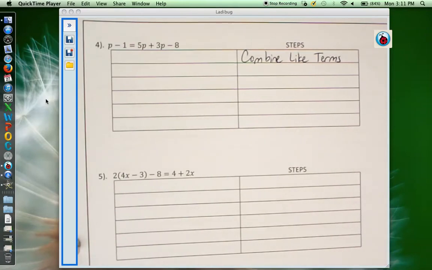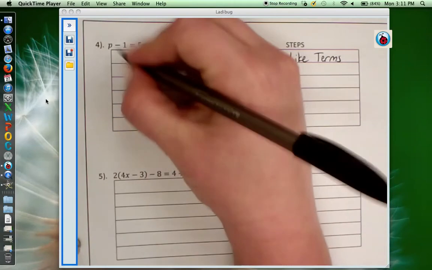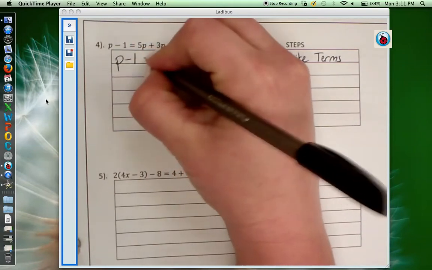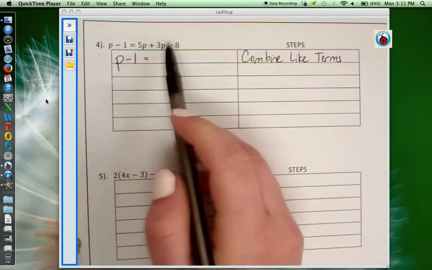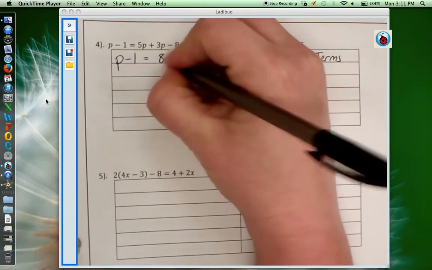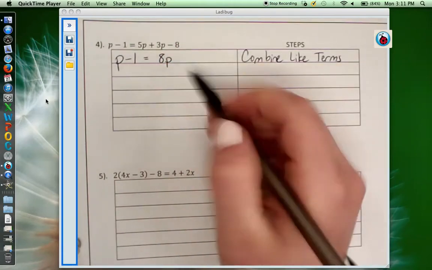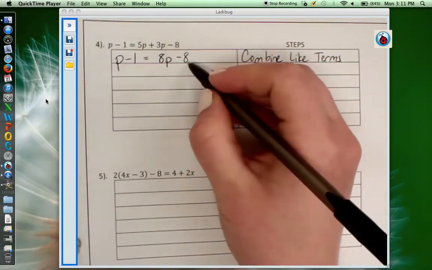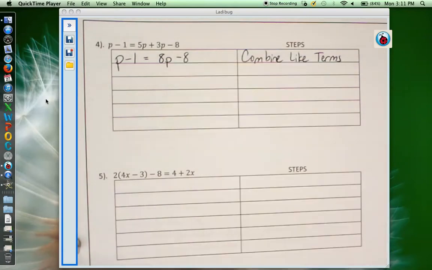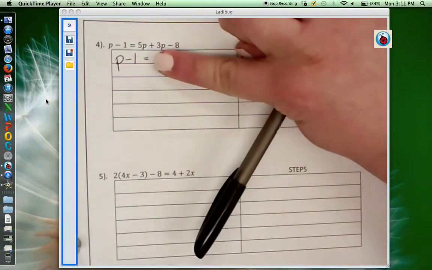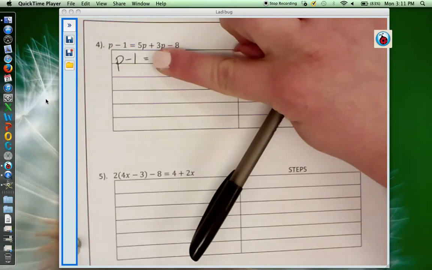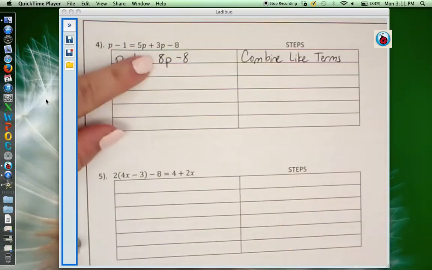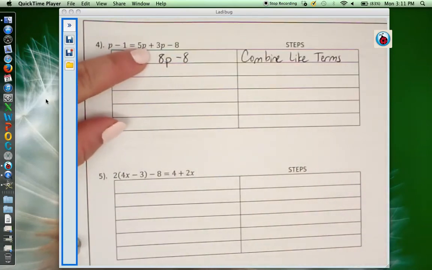So when I combine like terms, I haven't done anything to the left side, so p minus 1 is still there. The right side, 5p plus 3p is 8p minus 8. That minus 8 doesn't have a p attached to it, so it's just still minus 8. It's not like terms with this other term. All right, now I have the left side of the equation as simplified as it can be, p minus 1. The right side of the equation is simplified as it can be, 8p minus 8.